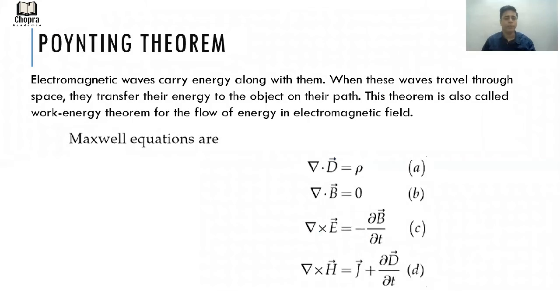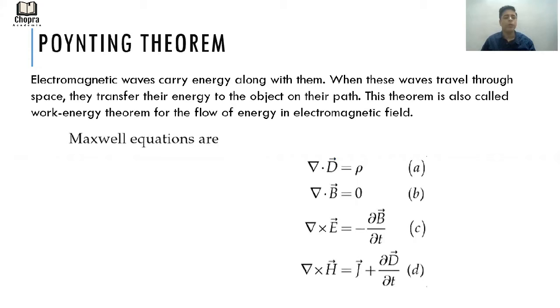What is a Poynting theorem? Now, electromagnetic waves carry energy along with them. When these waves travel through the space, they transfer their energy to the object on their path. This theorem, called Poynting theorem, is also known as the work energy theorem for the flow of energy in the electromagnetic field. Now we'll get into the derivation. It's a very important derivation too.